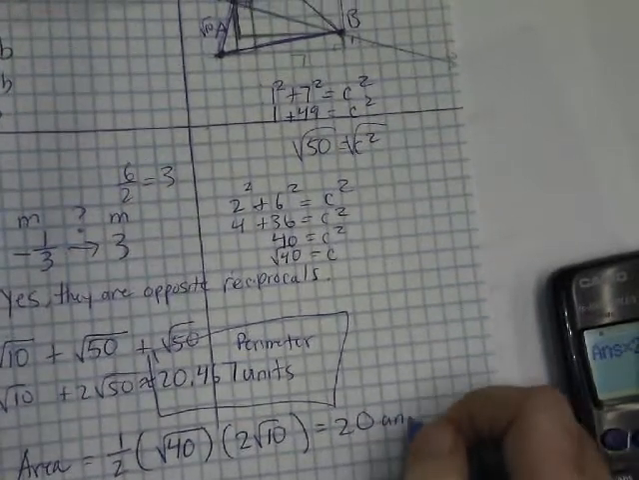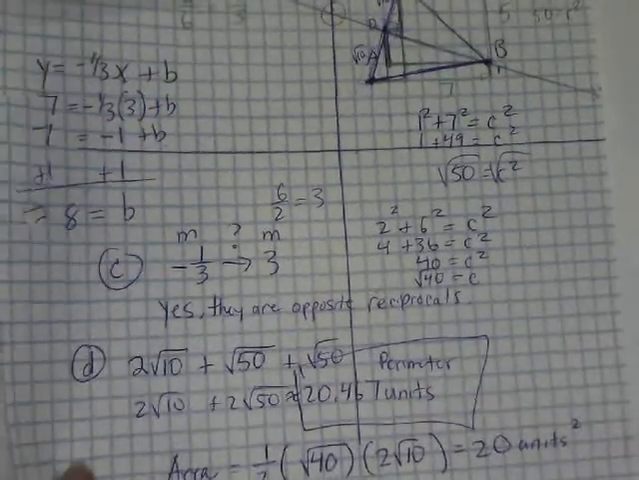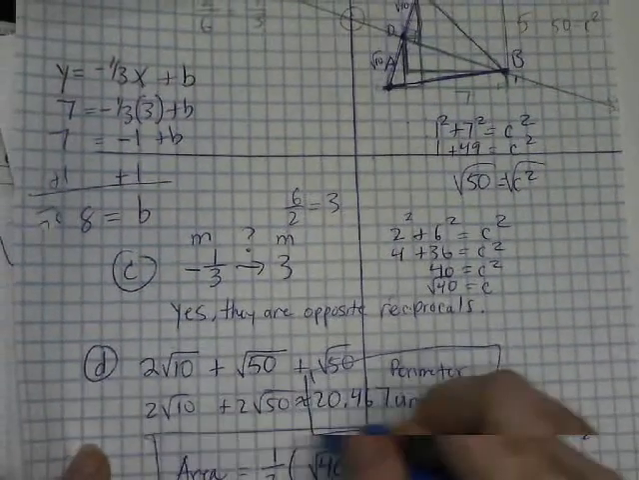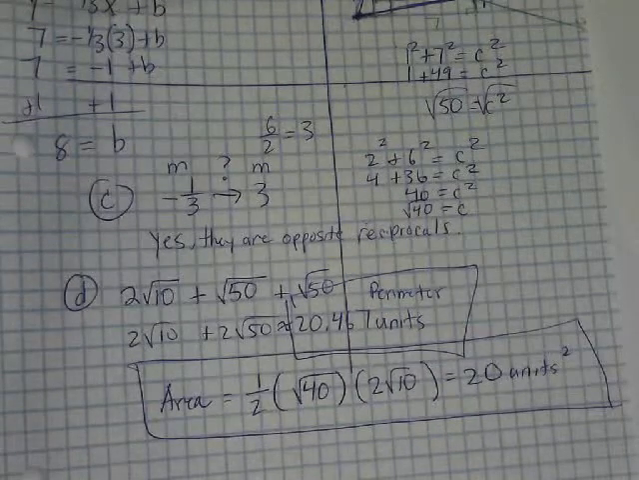No, the area, yeah, the perimeter was 20.467. And that was quite a problem.